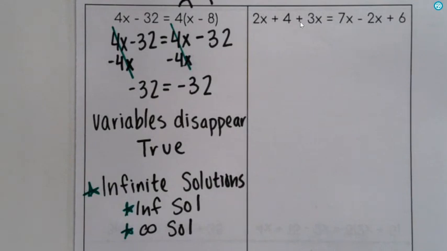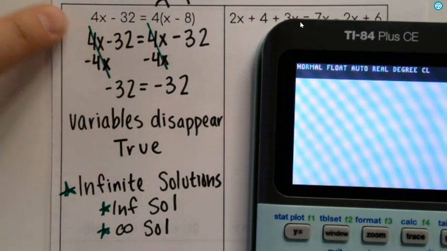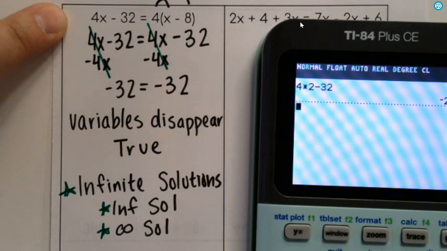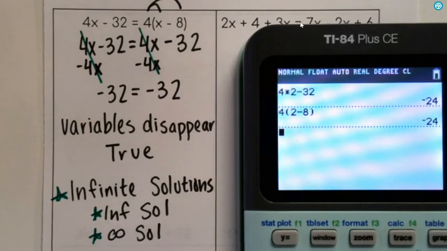And I want to show you guys something cool. Infinite solutions means literally any number is a solution to this equation. So, pick a number, any number. 2? Okay, if I were to plug in 2, 4x minus 32 would be 4 times 2 minus 32. I get negative 24. I plug it into the other side: 4 times 2 minus 8. I get negative 24. Okay? Pick another number. 7. I do the same thing. 4 times 7 minus 32 is negative 4. 4 times 7 minus 8 is negative 4.